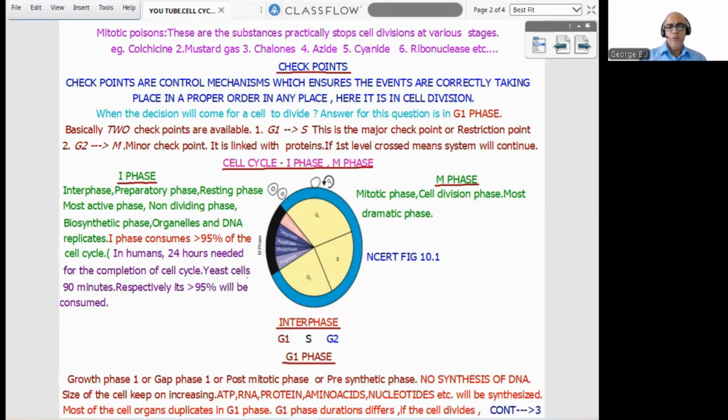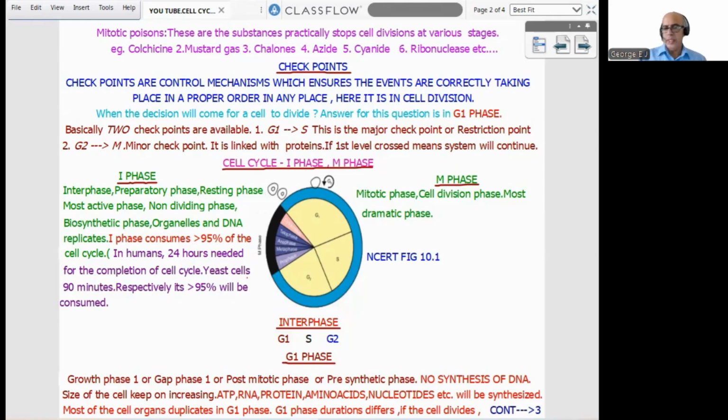And when the decision comes that a cell has to divide, the answer for this question is in a phase called the G1 phase. Basically, two checkpoints will be available. One is from G1 to S, and that is the major checkpoint, otherwise called the restriction point. The second is between G2 and M. That is the minor checkpoint. It is linked with proteins, and this procedure is concerned with enzymes, proteins, chemicals, energy, many are involved. Once G1 to S is crossed, normally the cell will divide. I think that idea is clear. Checkpoints, again, are important from the exam point of view.